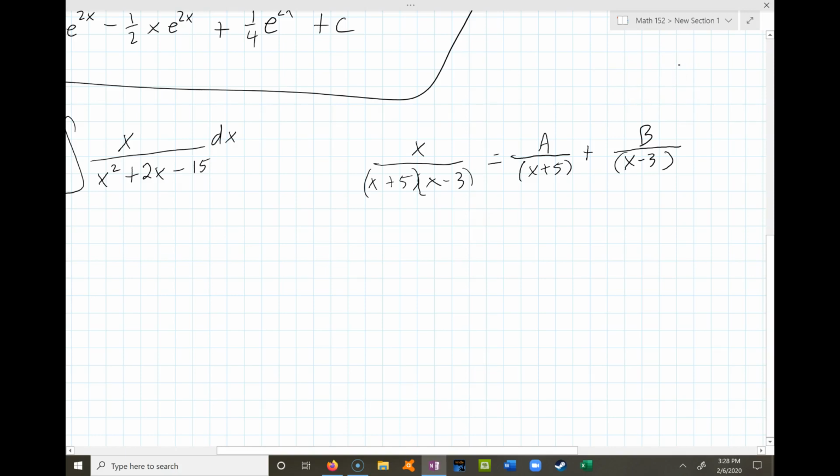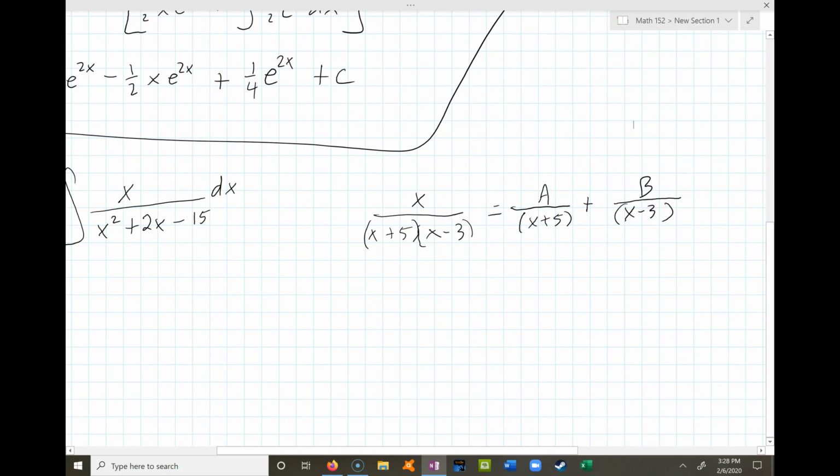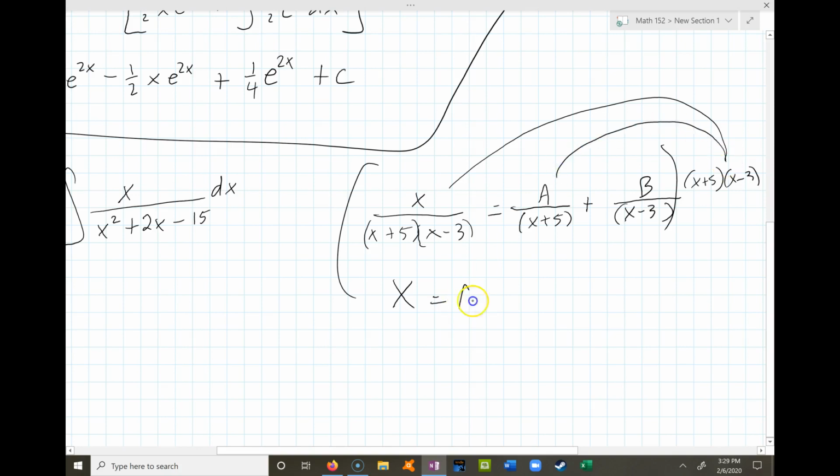Then what we're going to do is try to find out what a and b were. We have an equation here with a bunch of fractions in it. Usually when I'm trying to solve an equation with fractions in it, I multiply everything by a common denominator. I'm not really trying to solve the equation for x, I'm trying to find out what a and b are. But I'm going to use the same technique and multiply both sides by x plus 5 times x minus 3, the whole shooting match. When I multiply by that, it leaves me with just x on the left. On the first term, the x plus 5 cancels out, and I get a times x minus 3. On the second term, the x minus 3 cancels out, and I get b times x plus 5.